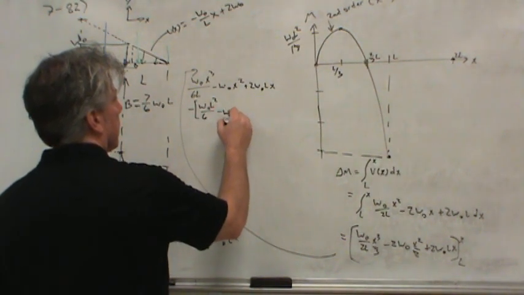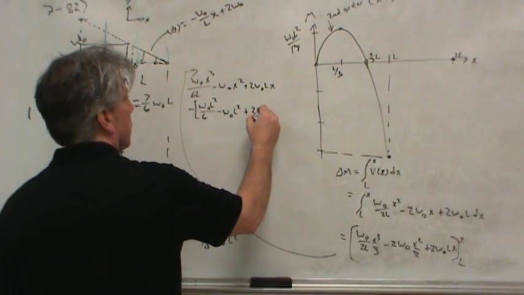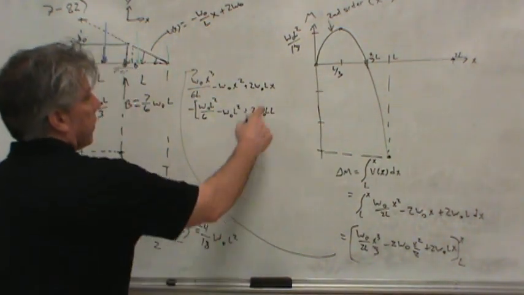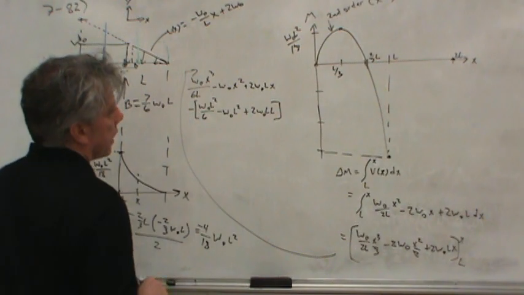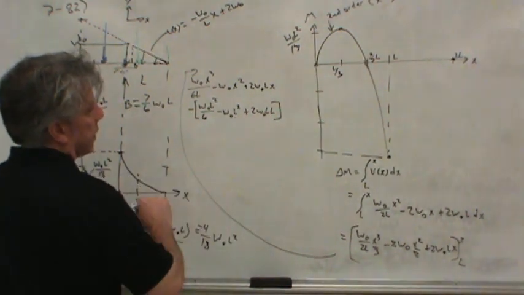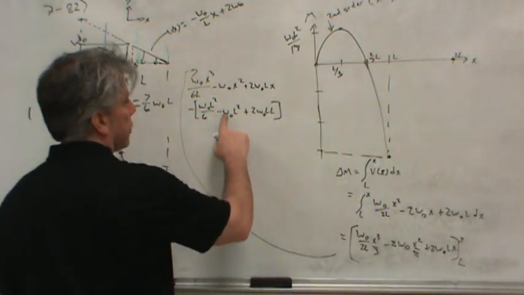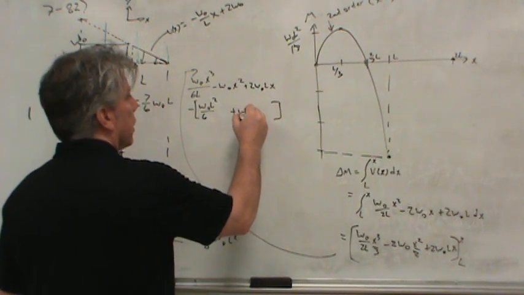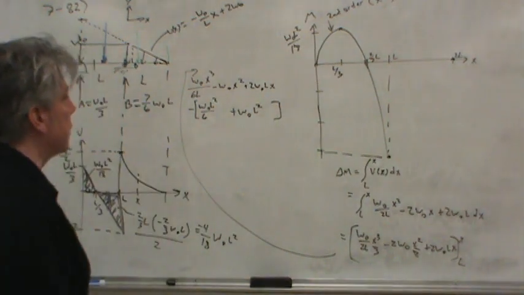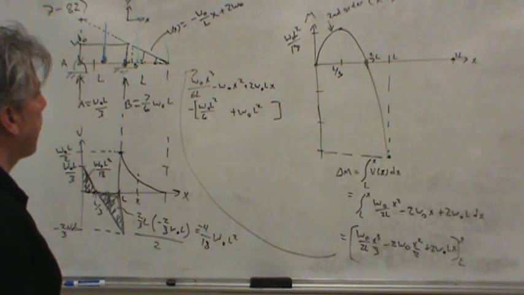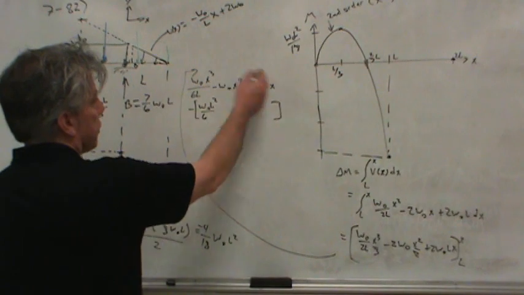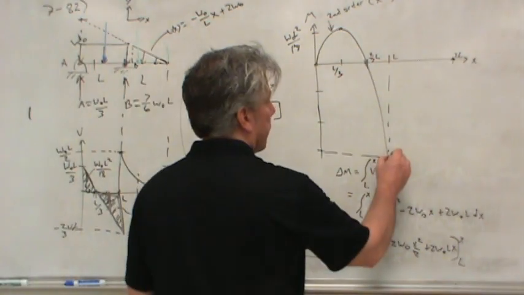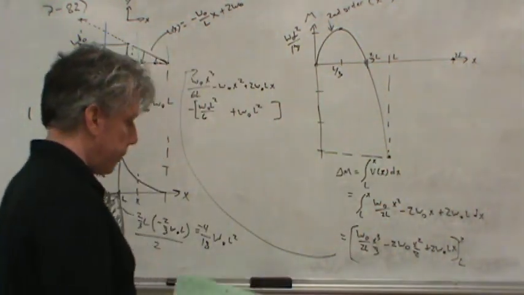Minus W naught L squared plus 2 W naught L times L, because, of course, I've evaluated X as L here. So L times L is the same thing as L squared. So if we just subtract off one of those, we end up with simply one W naught L squared term left. Okay. And so this expression should tell us how much the moment changes in moving from here on to 2L.